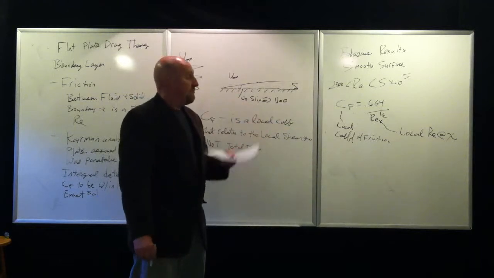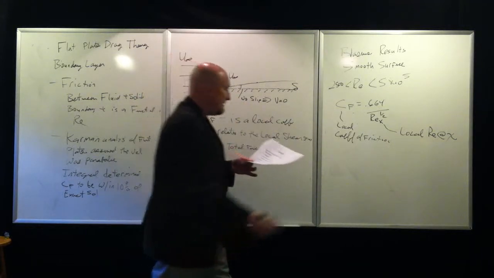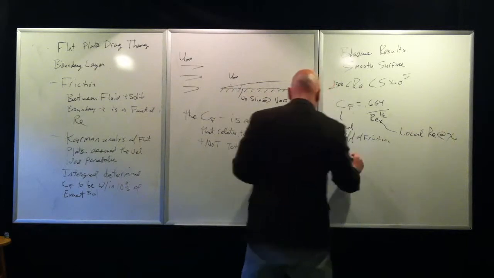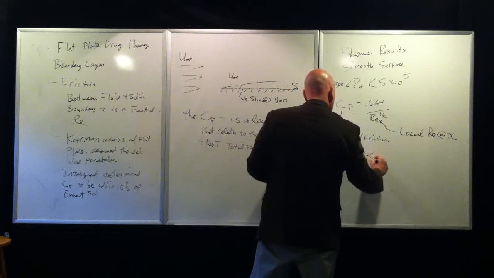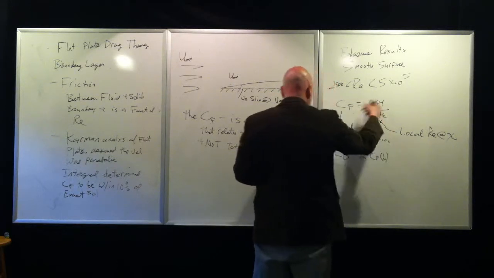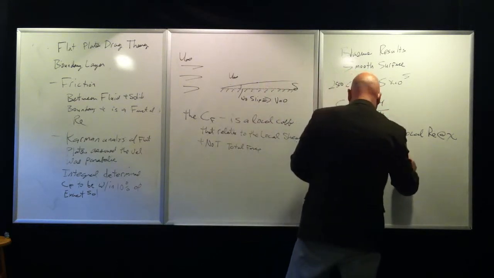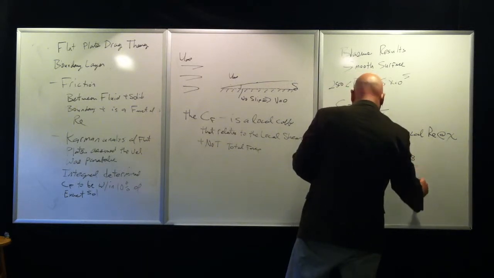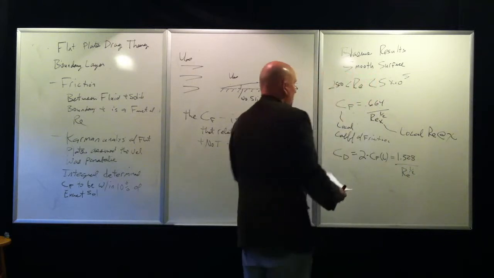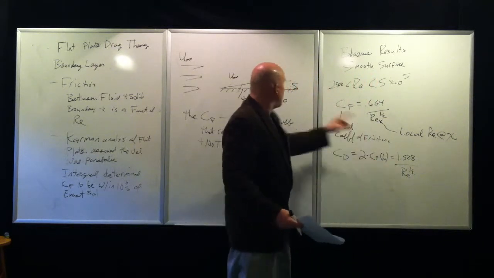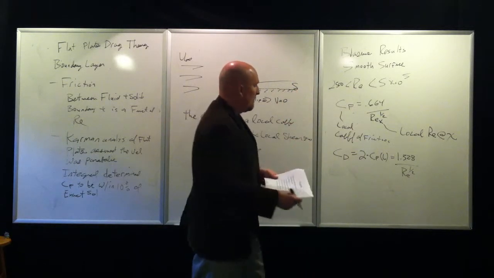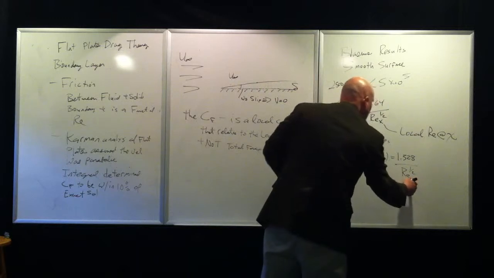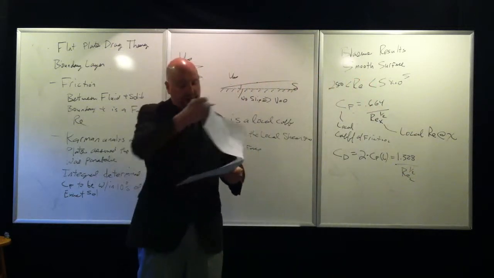After coming up with the coefficient of friction, again using calculus techniques, it was determined that the coefficient of drag equals 2 times the coefficient of friction evaluated over the entire length, which ends up being 1.328 divided by the Reynolds number raised to the 1/2 power. Where this is again the coefficient of friction evaluated at the length of the plate, and this is going to be your Reynolds number evaluated at the length of the plate.